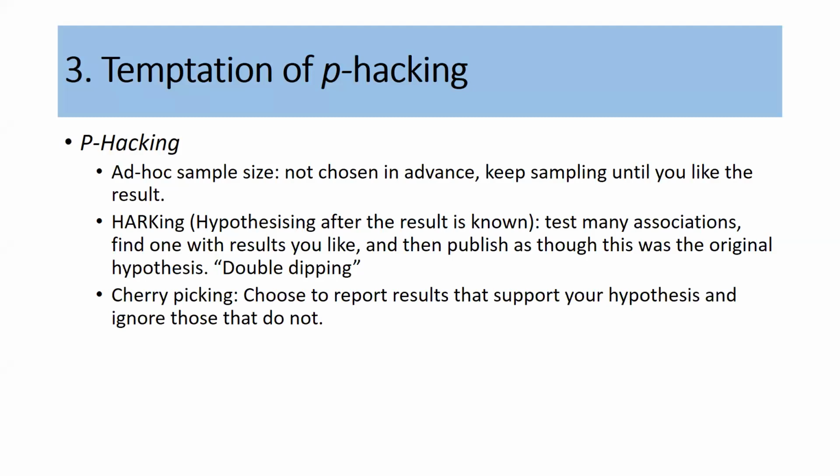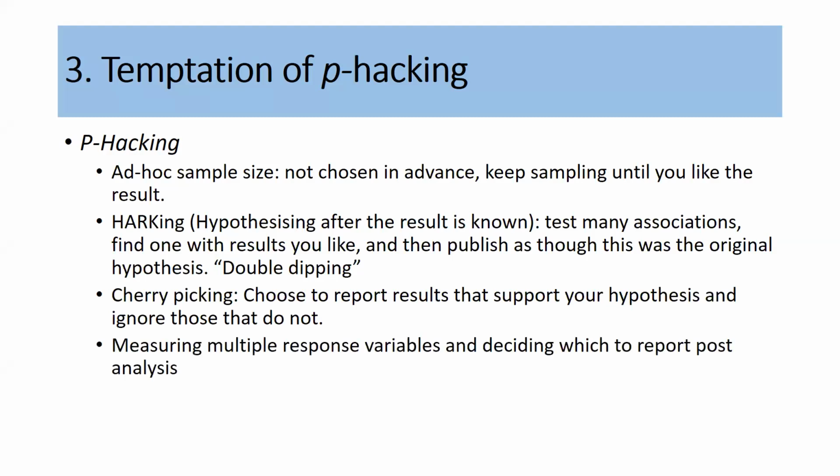Others include cherry picking, where you choose to report the results that support your hypothesis and ignore those that do not. Sometimes people measure multiple response variables so that they can choose which ones to report on post-analysis and drop the ones that they don't want to report on. There are other forms of p-hacking also, which include deciding whether to include or drop outliers post-analysis, excluding, combining, or splitting treatment groups post-analysis, excluding covariates post-analysis, and stopping data exploration if an analysis yields a significant p-value.